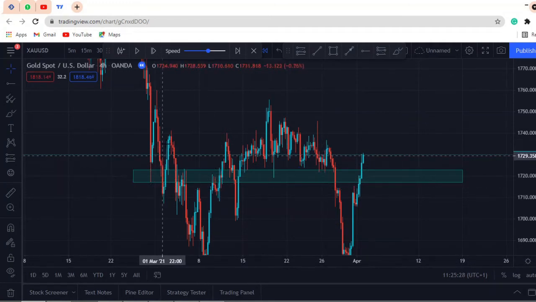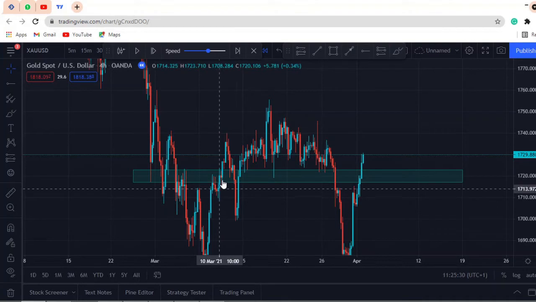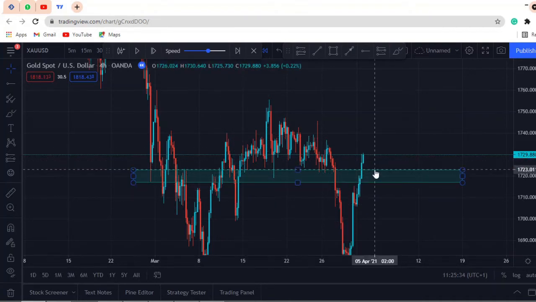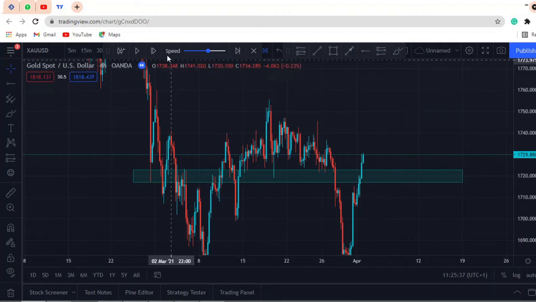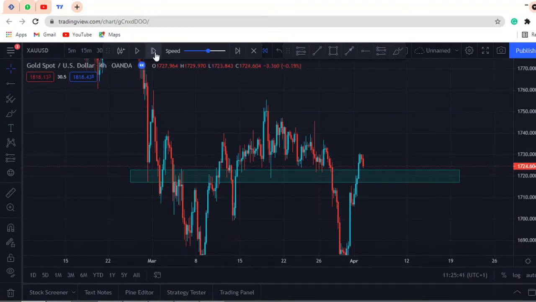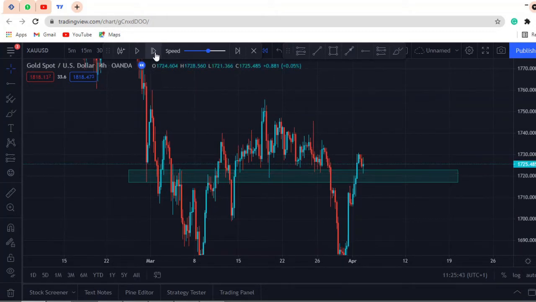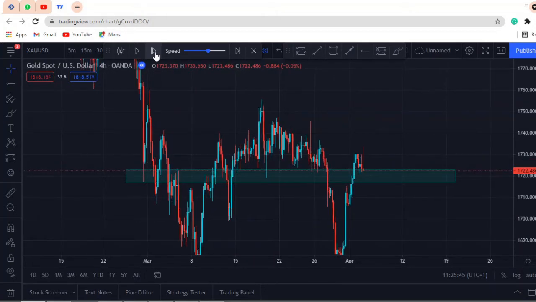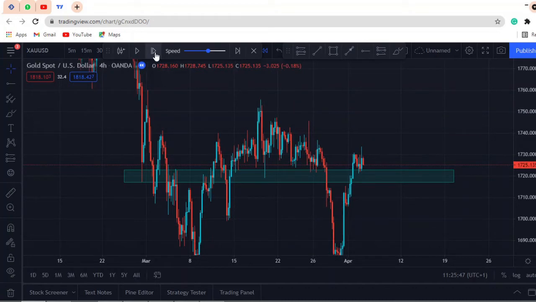See, like this one, it broke and then came down. Here also it broke and came down, but I want a break and some sort of retest, then I'll be interested in a buy. All right, then what happened? It came down to do some sort of retest.